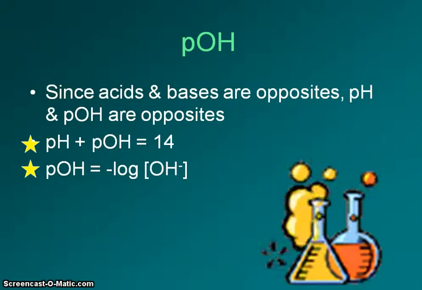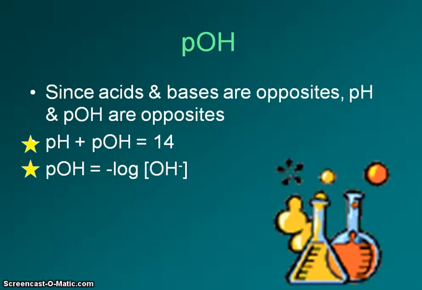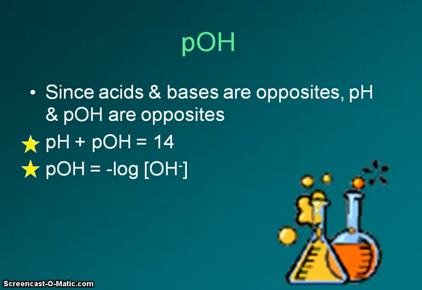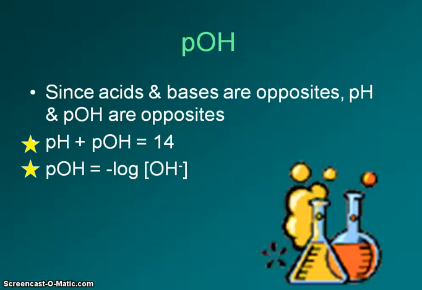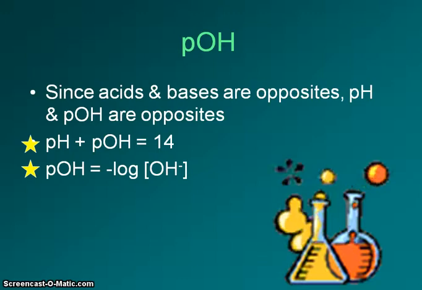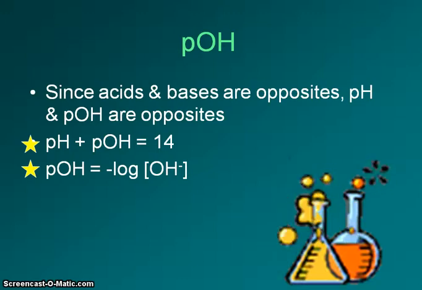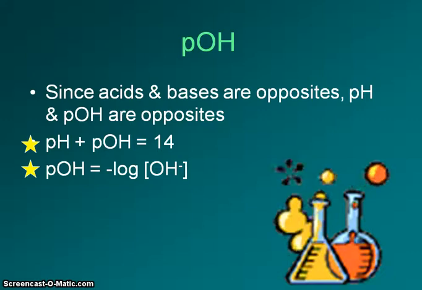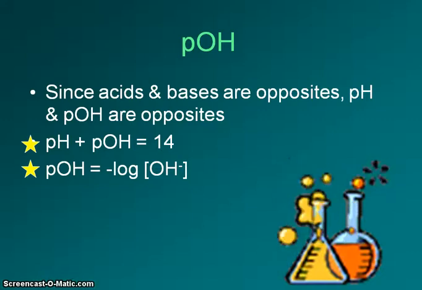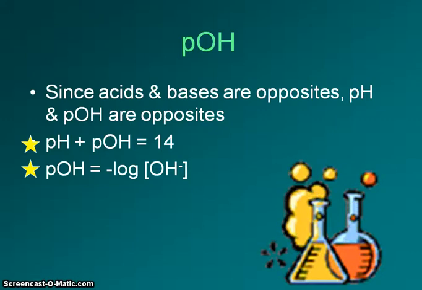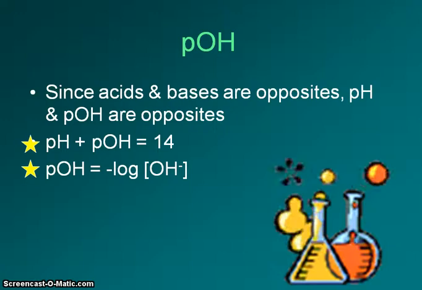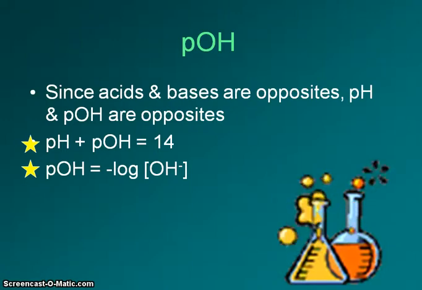There's also something called pOH. Now this is actually a made-up thing. It doesn't really exist, but it is useful in helping to find the pH of bases. So since acids and bases are opposites, pH and pOH are opposites. So we have two equations we can use here. pH plus pOH equals 14, because that's as big as the pH scale gets. And then pOH is equal to the negative log of the hydroxide ion.